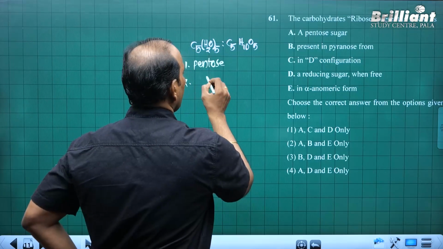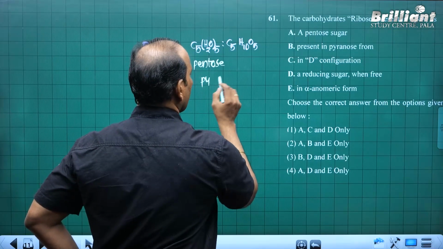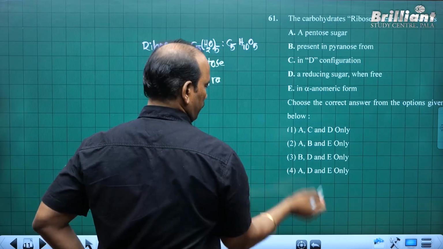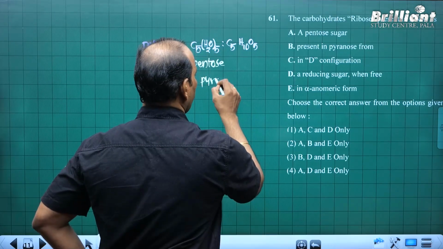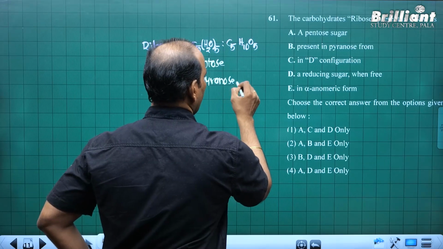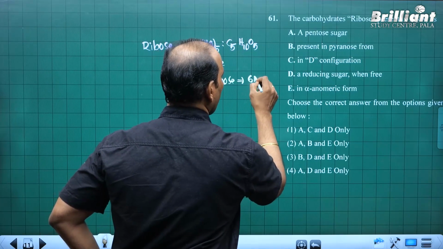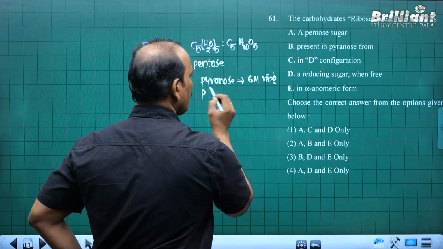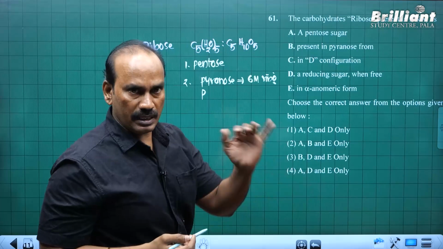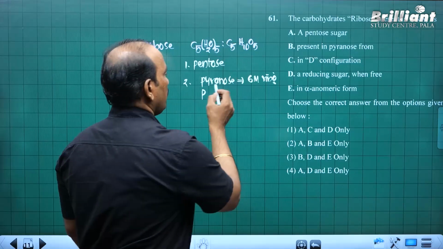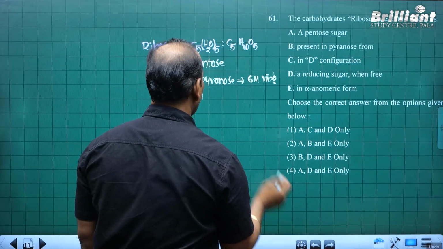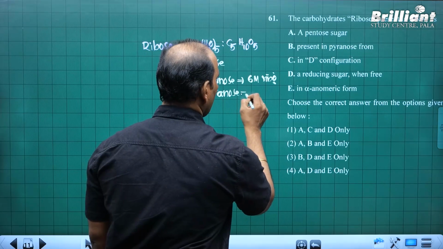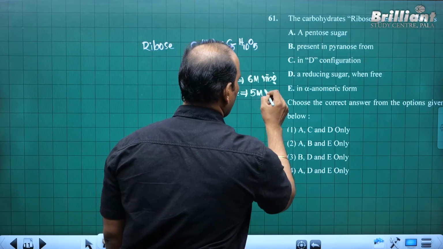Pyranose structures are 6-member rings. Furanose structures are 5-member rings.